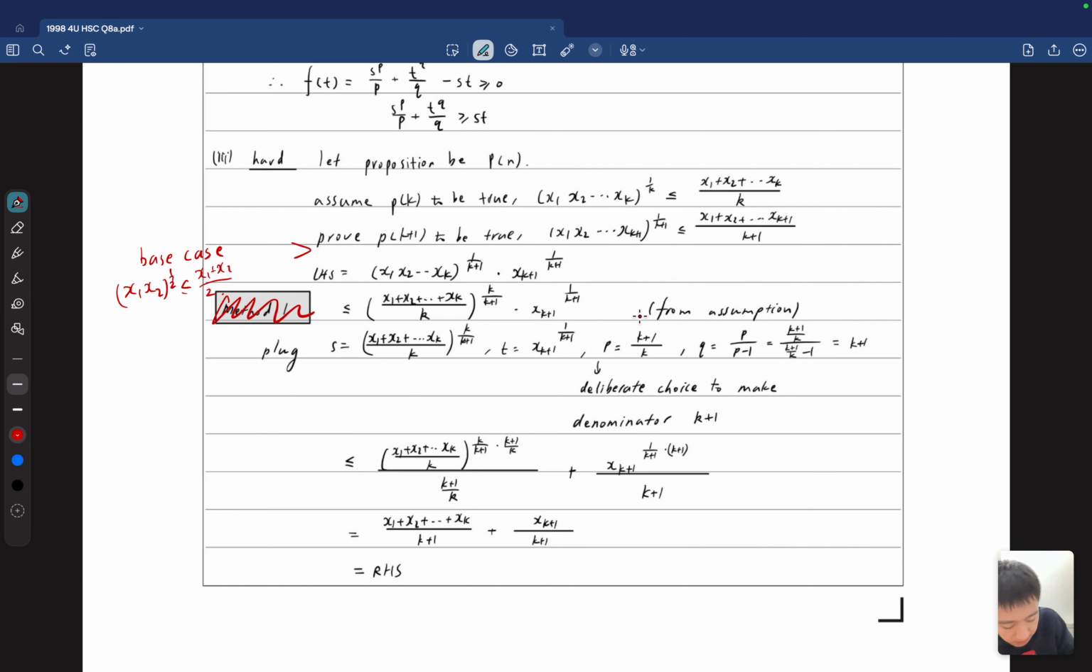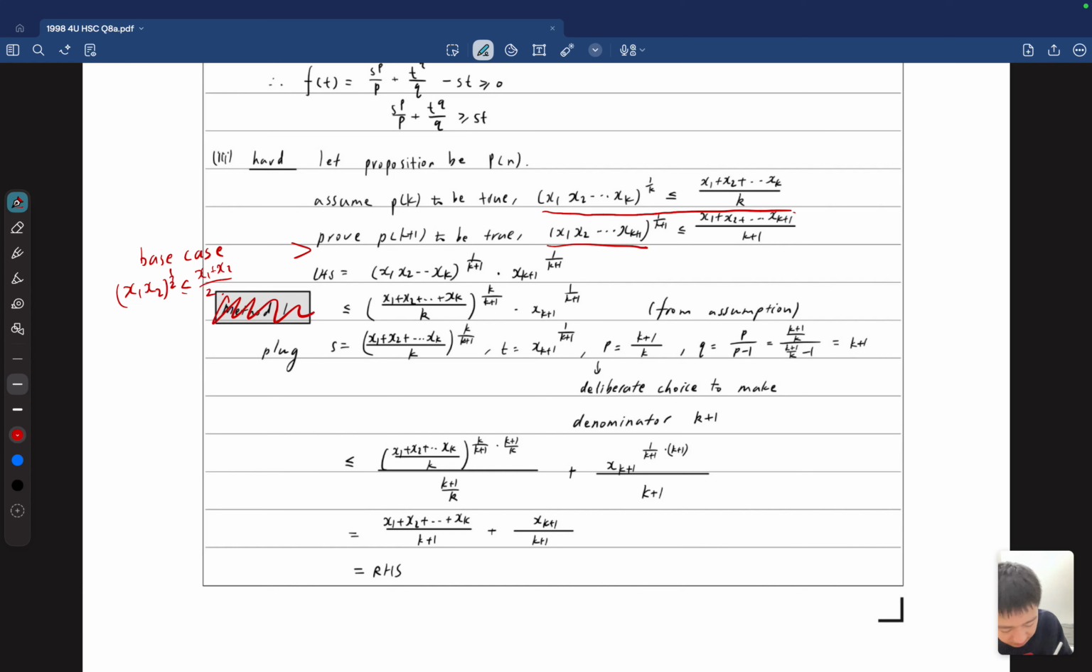Now we start from the left hand side because it's easier to manipulate. You can try using the right hand side if you wish. You separate this because this is what you can use from the assumption, and then you can plug the assumption back inside, which is this. You plug it back inside to get the result of this. Now you have this.